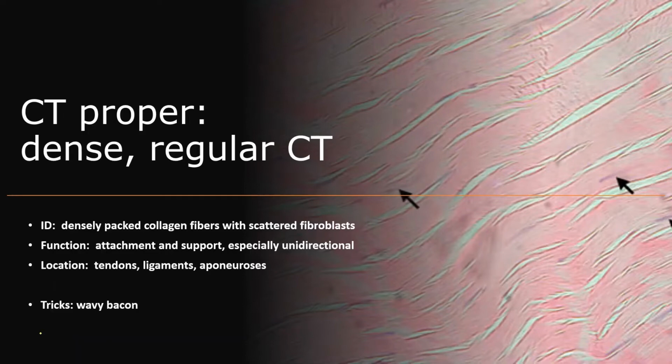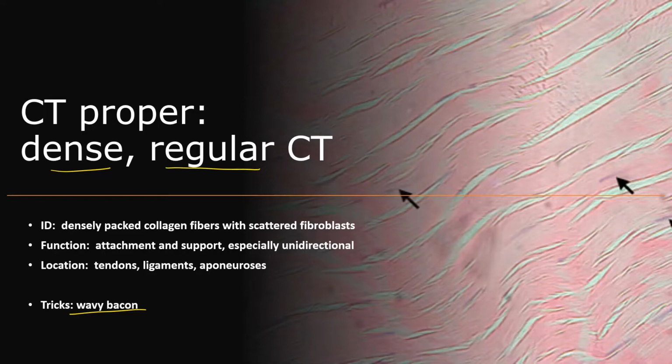All right, let's get into some dense, instead of loose connective tissue, let's look at some dense connective tissue. This is called dense regular connective tissue. I know it's not an exciting name, but that's it. Now I'm going to give you my trick first. I used to call this back in the day wavy bacon. And if you look at the picture, you can kind of see how it looks like bacon cooking in the pan, right? It's got that wavy bacon look.